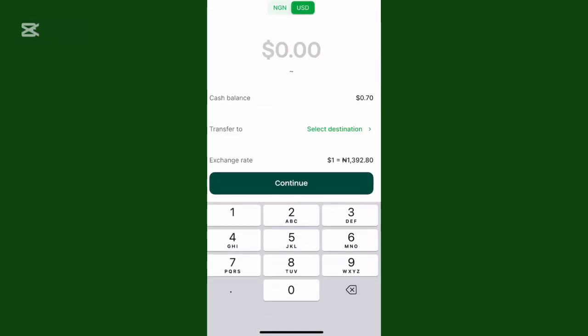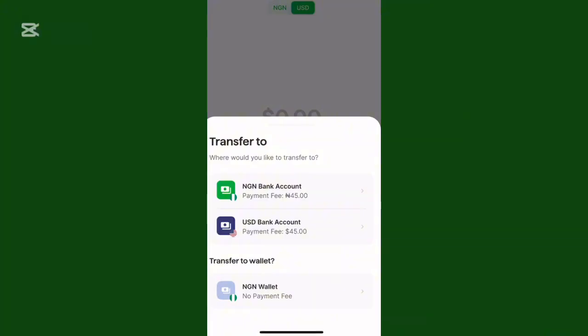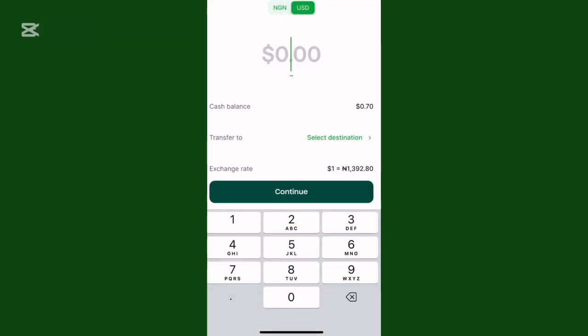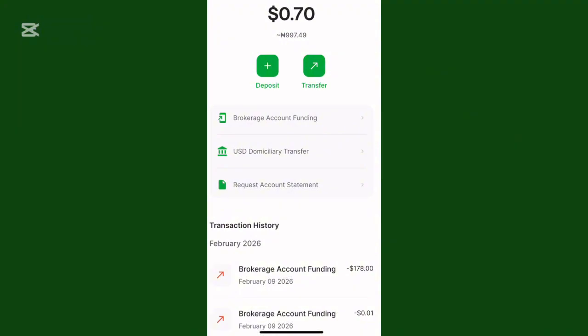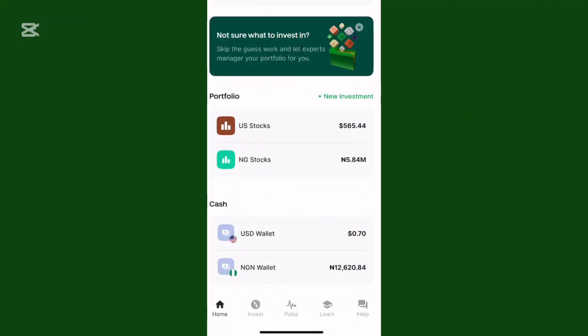Also, you can do transfer, which is withdrawal. You can withdraw using this option, like we see with the Nigerian wallets, Nigerian bank account, USD bank account, which is domiciliary accounts. Then you can do Bamboo Naira wallet, which is that you are converting from dollar to Naira. That is about the cash wallet system.